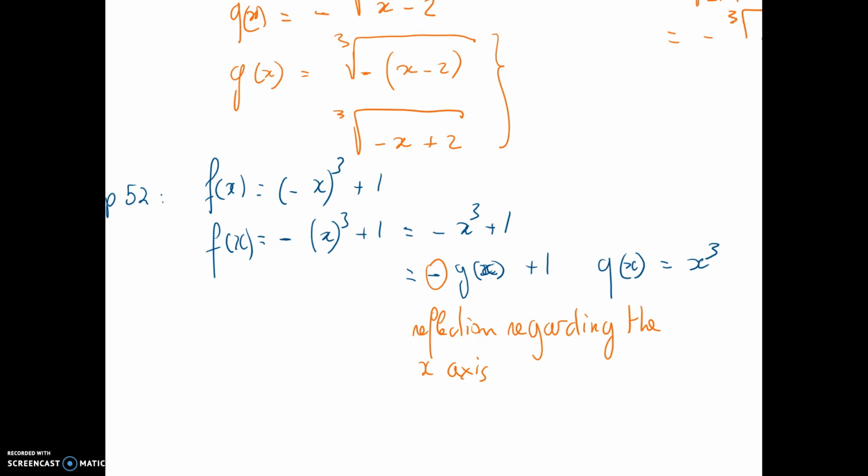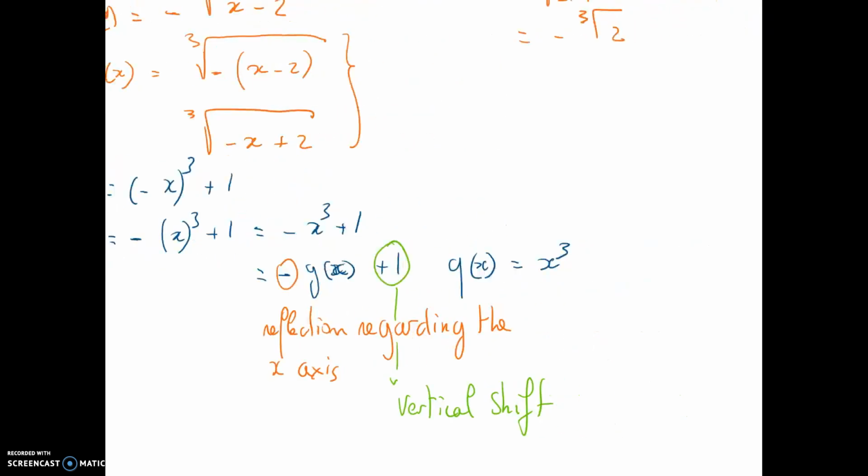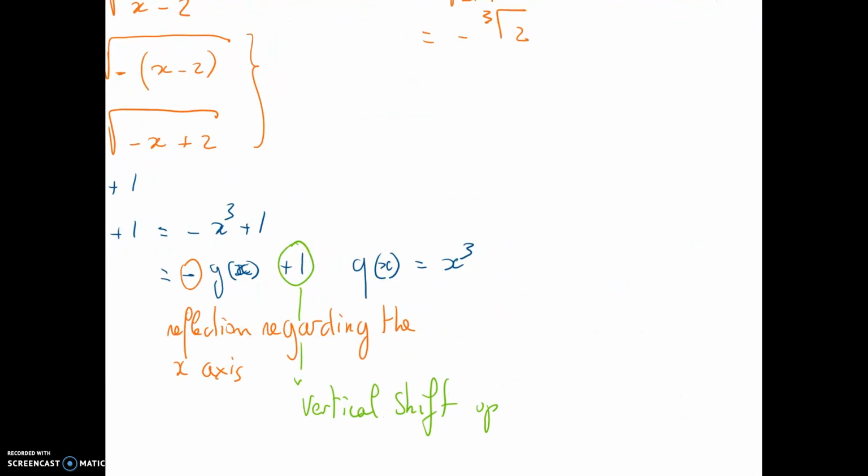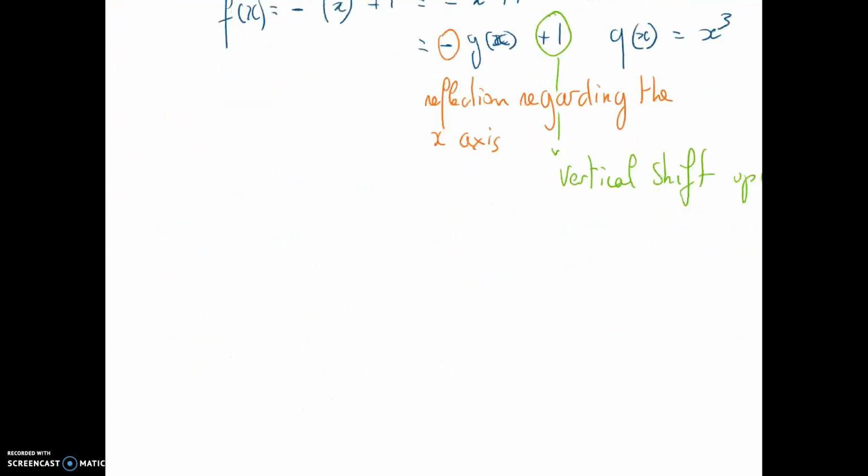and the plus 1 corresponds to a vertical shift, and this vertical shift is upward. Okay, so I am going to graph x cube.